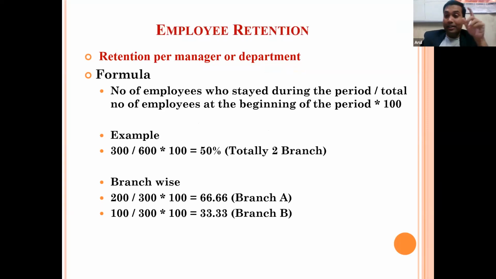Next, retention per manager or per department. This is another interesting metric. To be frank, I always discuss this case. When I was in corporate, very long back, in 2007, 2008, 2009, for 4.5 years I was in corporate. I was working in HDFC Bank as a manager.